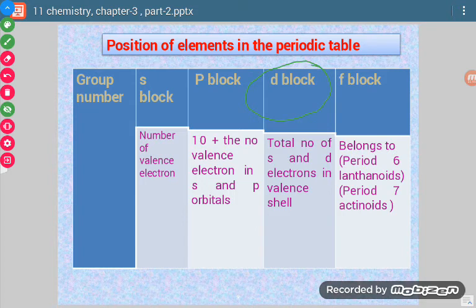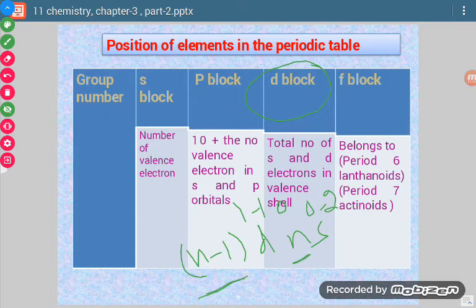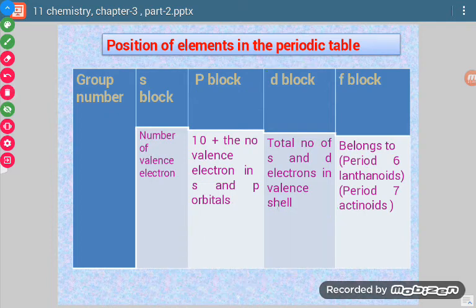Now come to D block. When we write the electronic configuration of D block elements, it is n minus 1 D 1 to 10, ns 0 to 2. Again we will determine the maximum value of n, and then we will add the total number of electrons present in those two orbitals. Whatever will be the total number, that will tell us the group number.